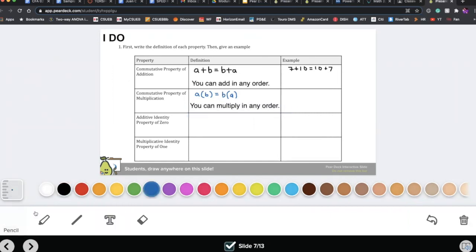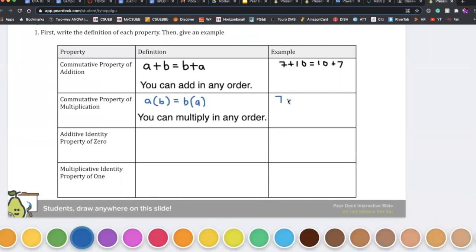So for example, we know that 7 times 10 is 70. And also, it's the same thing as 10 times 7, which is also 70. Both are going to give you the same answer, even though you multiply in different orders.